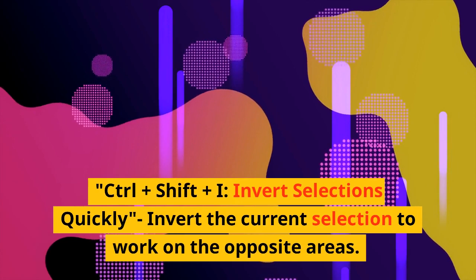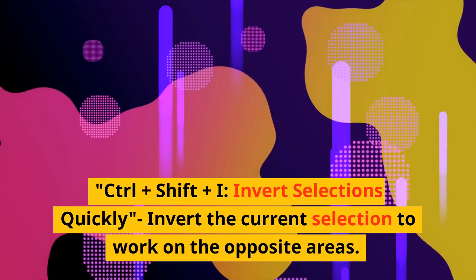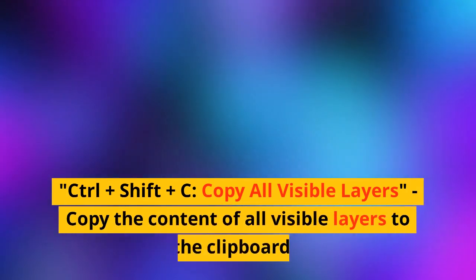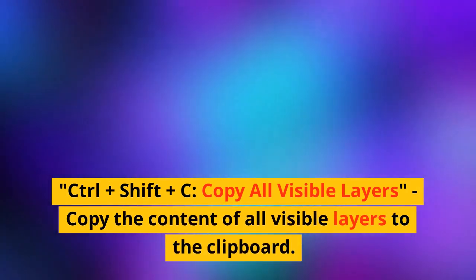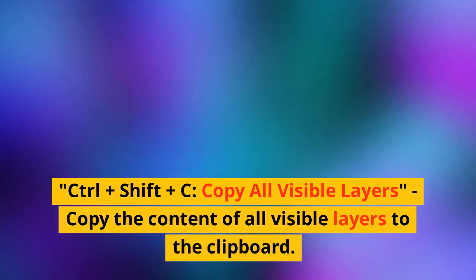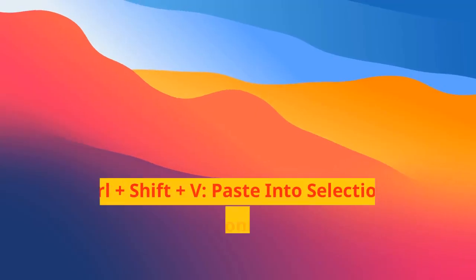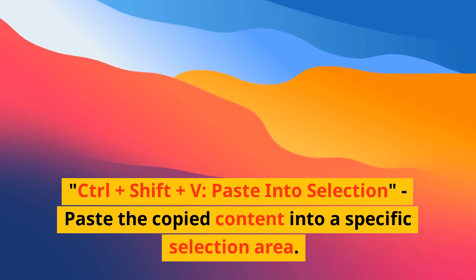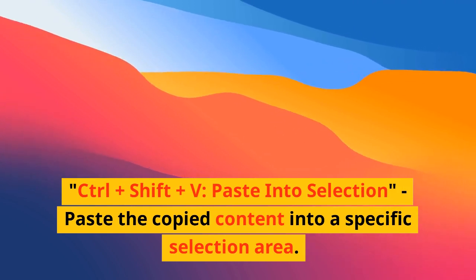Ctrl+Shift+I, invert selections quickly, invert the current selection to work on the opposite areas. Ctrl+Shift+C, copy all visible layers, copy the content of all visible layers to the clipboard. Ctrl+Shift+V, paste into selection, paste the copied content into a specific selection area.